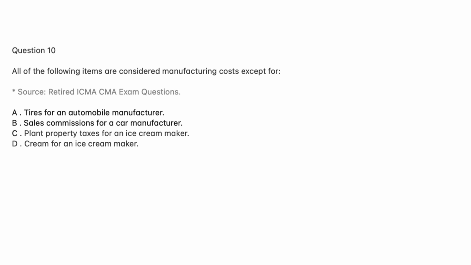Question 10. All of the following items are considered manufacturing costs except for A. Tires for an automobile manufacturer. B. Sales commissions for a car manufacturer. C. Plant property taxes for an ice cream maker. D. Cream for an ice cream maker.